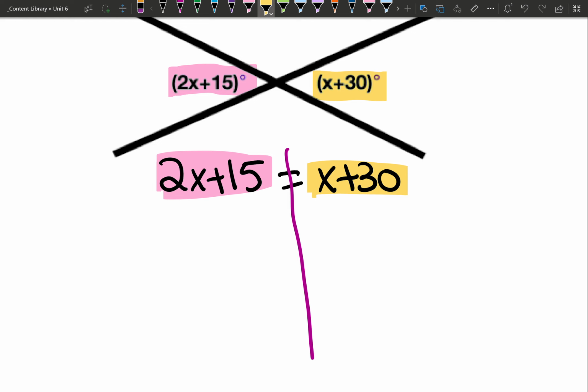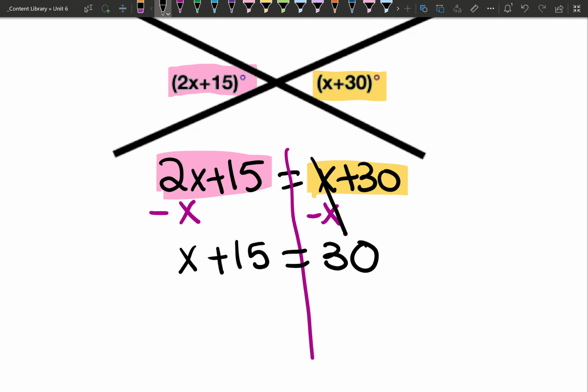Alright, the way I'm going to do it is by starting to subtract x from both sides. The reason I'd like to do that is because I need to get my x's on one side and my constants on the other. So I'm going to subtract x from the right and from the left. On the left side, 2x minus x leaves me with x. The plus 15 stays. And on the right side, 30 just stays 30 because the x's cancel each other out. Alright, we got one last step. What do you think that is?